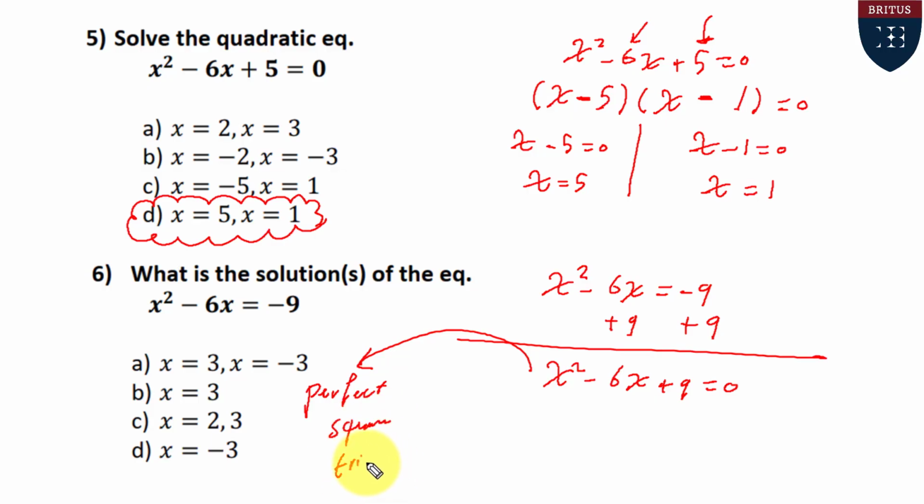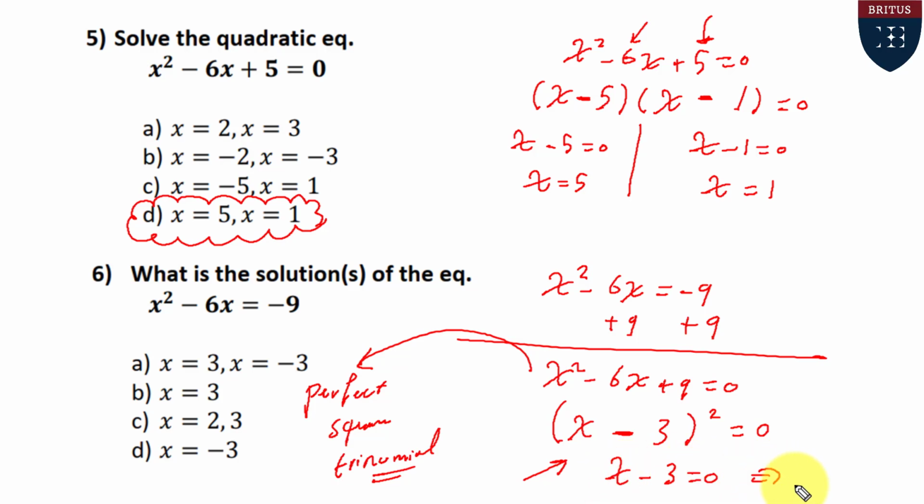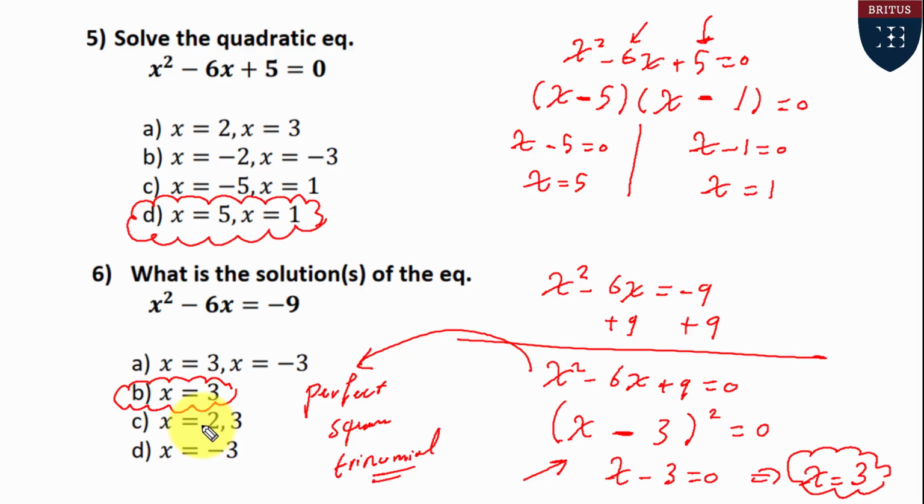Now we can factorize easily. Just open parentheses, squared, equals 0. Root x squared is x, root 9 is 3, and don't forget to write the sign of the middle term. Now, by taking the square root of both sides, we get x minus 3 equals 0. Directly, we can say that we have one real solution, that x is equal to 3. Now the correct answer is x equals 3.